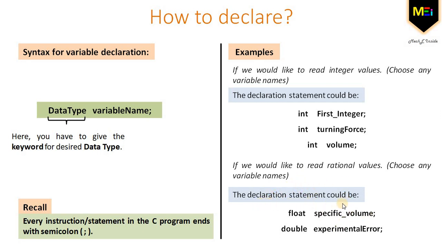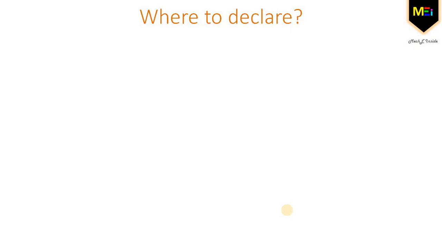The declaration statement could be float space specific_volume. Specific_volume is the variable name. Float is the keyword for the floating point data type. Then this statement ends with a semicolon. Double space experimental_error semicolon, where experimental_error is the variable name and double is the keyword for double precision floating point. Now the next question is, where to declare in the structure of a C program?